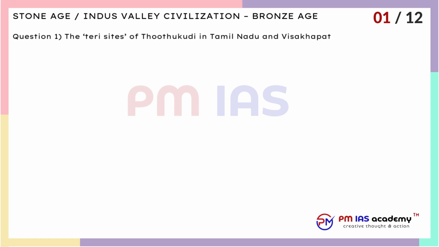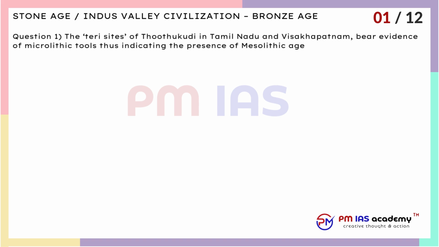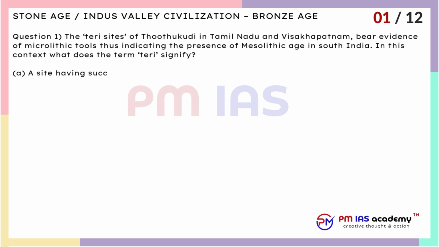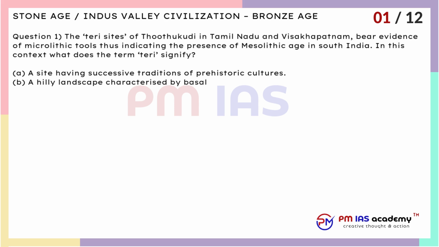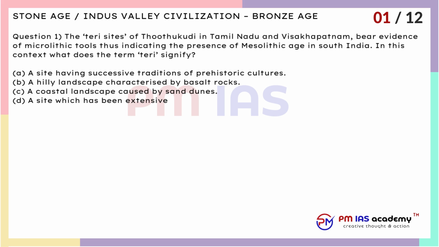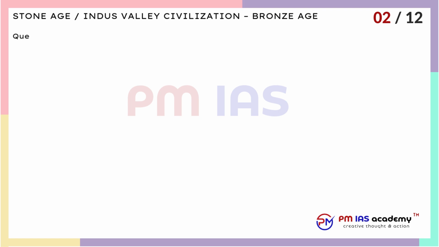Question 1. The Teri sites of Thoothukudi in Tamil Nadu and Vishakhapatnam bear evidence of microlithic tools, thus indicating the presence of Mesolithic age in South India. In this context, what does the term Teri signify? A. A site having successive traditions of prehistoric cultures. B. A hilly landscape characterized by basalt rocks. C. A coastal landscape caused by sand dunes. D. A site which has been extensively studied by the archaeologists.